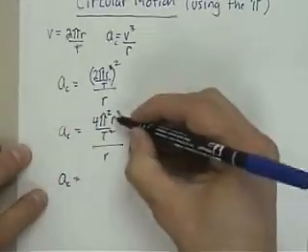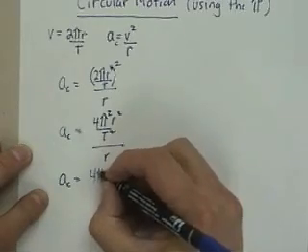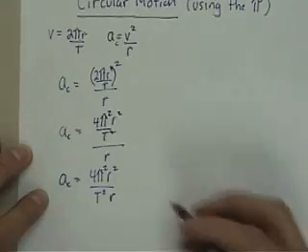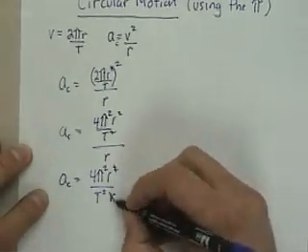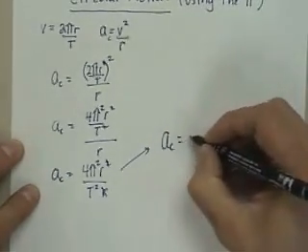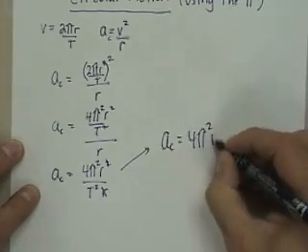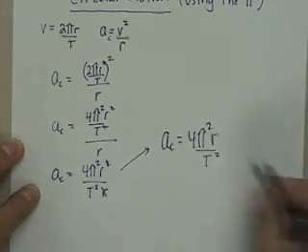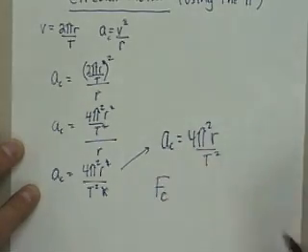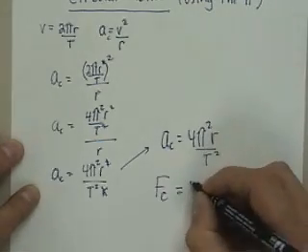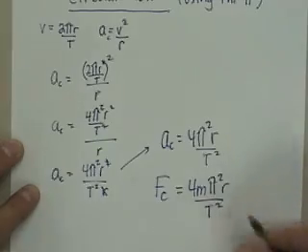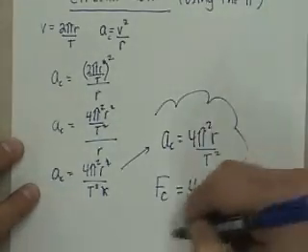So AC then, I'm going to bring this down, so I'm going to get 4 pi squared r squared over t squared r. And I'm going to cancel out this squared and that radius there, so that's going to give me my AC is equal to 4 pi squared r over t squared. That's for your centripetal acceleration. If you wanted to do centripetal force, you just take this thing and you times by mass. So 4 mass pi squared r over t squared. So those are your 2 pi formulas.